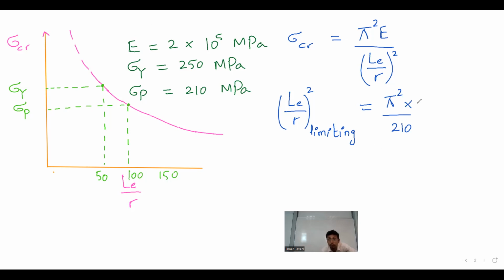Just bear with me. Trust me, you will understand everything if you just hang in there with me. 2 into 10 to the power 5, what was that? Megapascals. Denominator also has megapascal. Okay, then I think I am allowed. So just tell me the LE over R. Moment of truth.